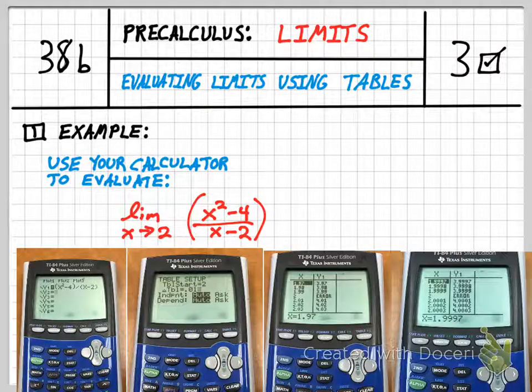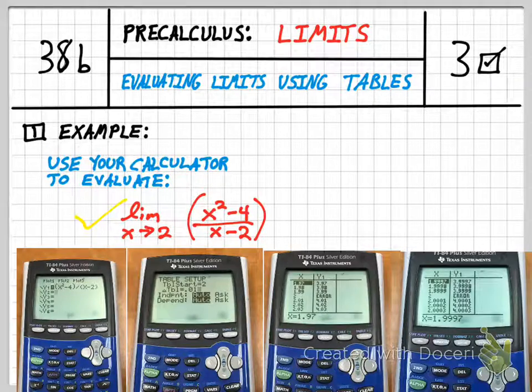This is Pre-Calculus Concept 38B. We're going to talk about evaluating some harder limits now, where you are required to use your calculator or know some other algebraic means that you'll learn. So let's look at our problem to start.